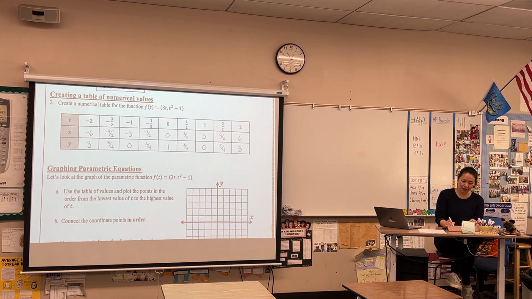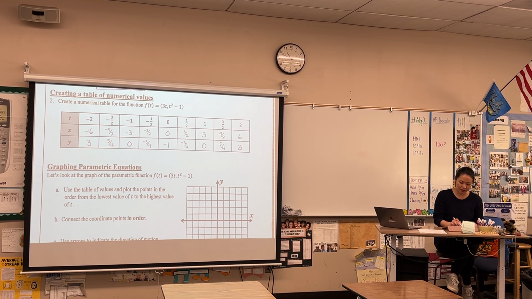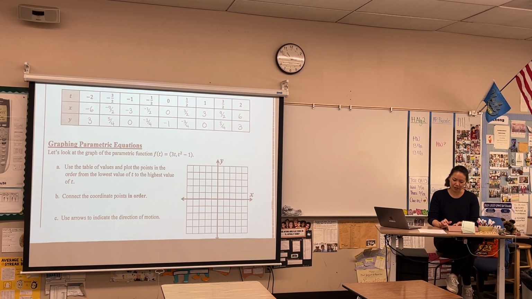All right, so looking at this graph, right, that's the same function. Use the table of values in order from lowest value of t to the highest value of t. So moving from left to right on that chart. Go ahead and plot. I think this goes a little bit out, so this one's going to be 6. This will be -6.